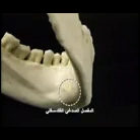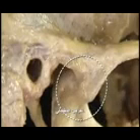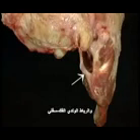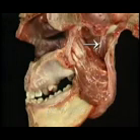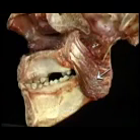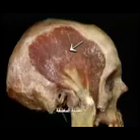Here's the temporomandibular joint, the articular disc, the stylomandibular ligament, and the sphenomandibular ligament. Here are the lateral pterygoid muscle, the medial pterygoid muscle, the temporalis, and the masseter.